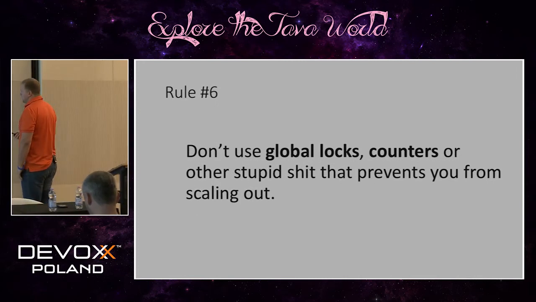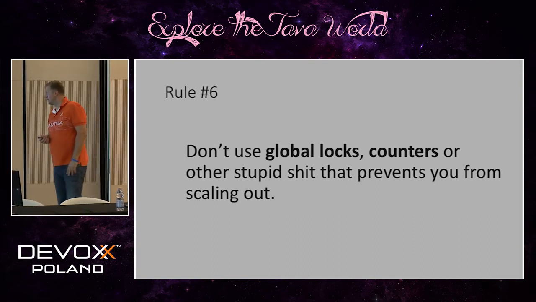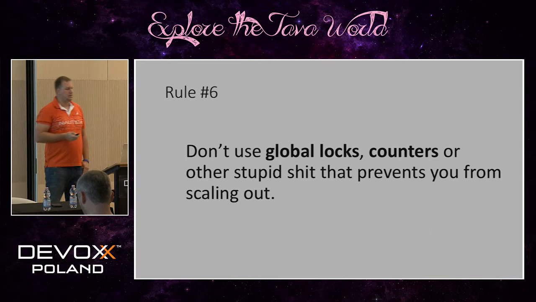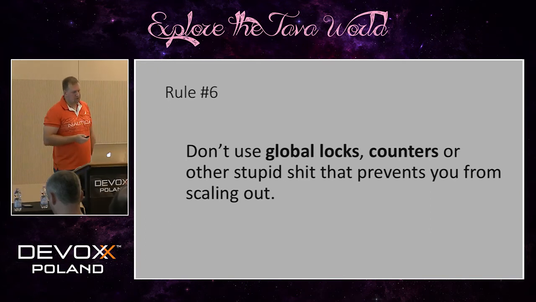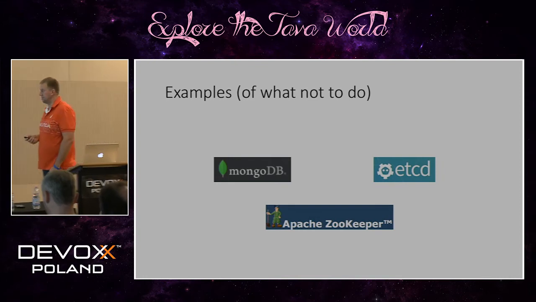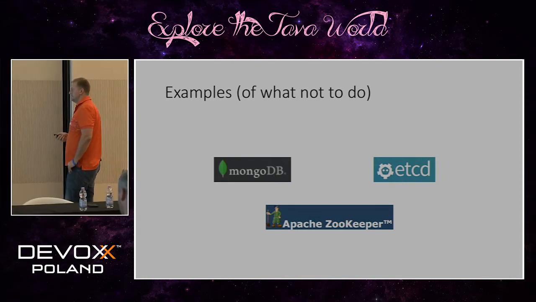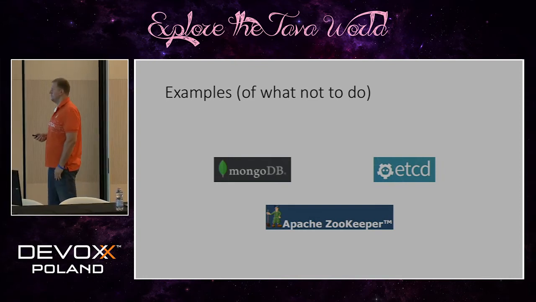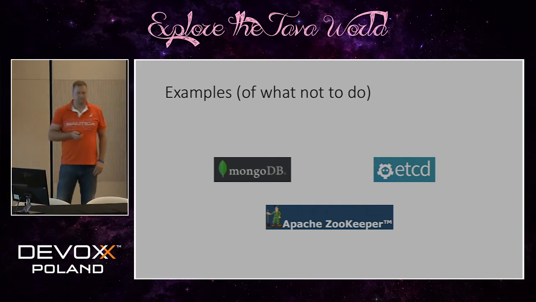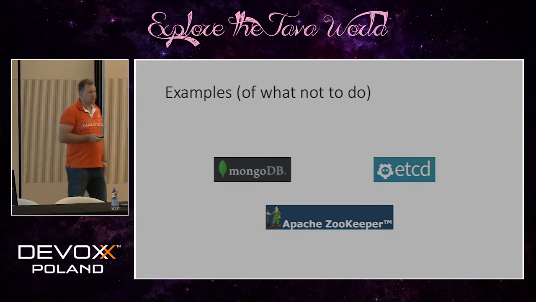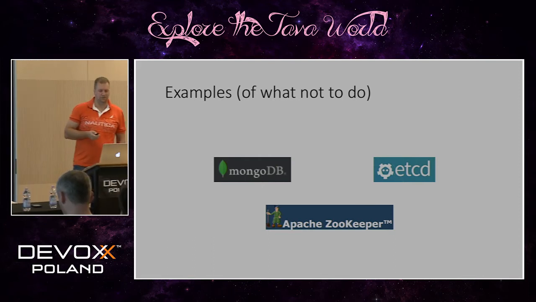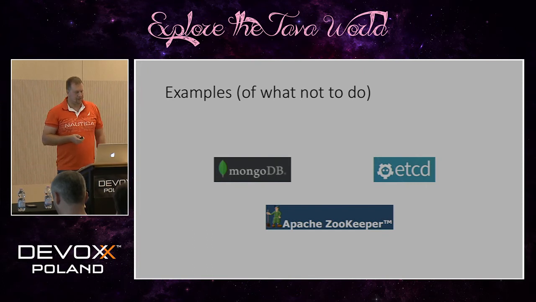So rule number 6, don't use global locks, counters, or other stupid stuff that prevents you from scaling out. And I wish I could say that we as an industry are better than that, but there are many examples where people did something that prevents you from scaling. MongoDB had locks. It had a global write lock initially. I mean, it's better now, but initially it had a global write lock that literally prevented you from achieving any kind of scale.